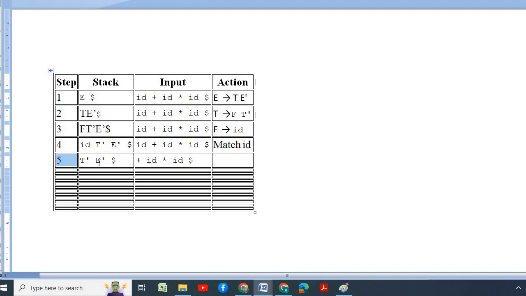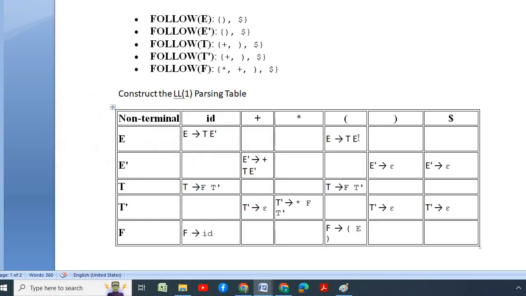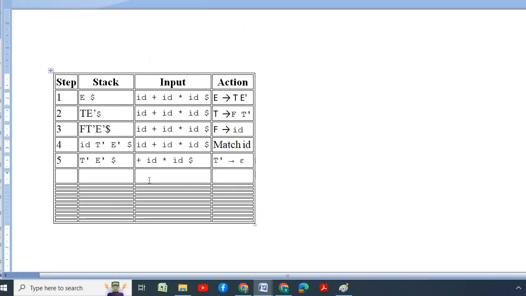Now it's like this: T dash, E dash, dollar and plus ID star ID dollar. Now we have to check for T dash, plus. T dash, plus is T dash tends to epsilon. So this epsilon will be placed in T dash, and the entire symbol will be removed. Now E dash dollar will be there like this.